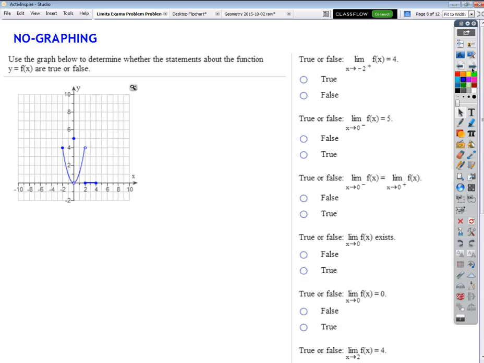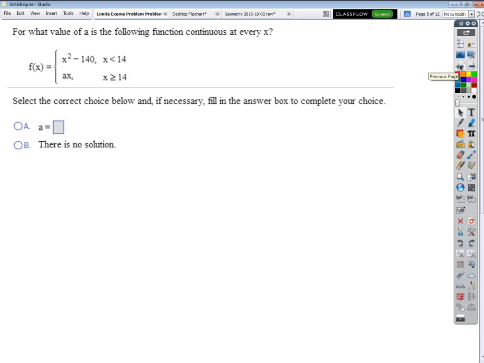I want to scoot forward and go to the... Wait, what about the one where it's like... where is this? And it was like negative cotangent x. That's coming up. Oh, that's the non-graphing test, yeah.